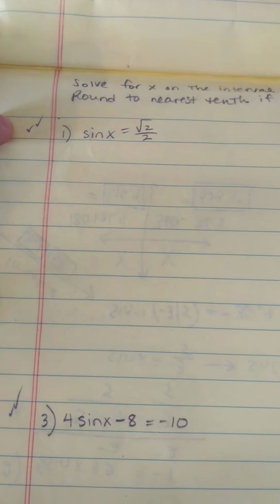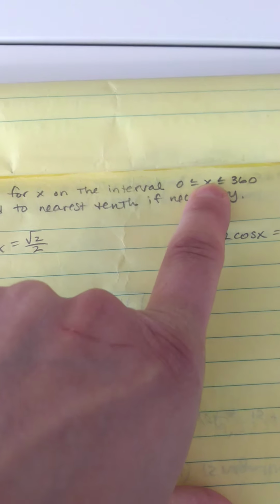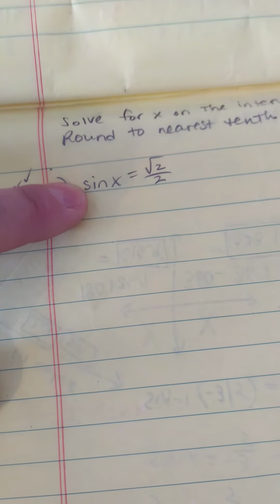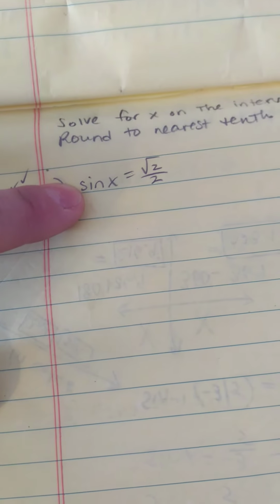Okay, so today's objective is to solve for angle x on the interval 0 is less than or equal to x, which is less than or equal to 360. So you're solving for all angles from 0 to 360 degrees. If needed, round to the nearest tenth. So this is the sine function, your very basic type of equation. It's saying sine x is equal to radical 2 divided by 2.